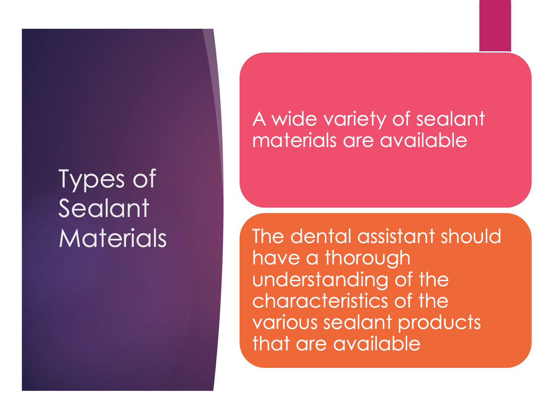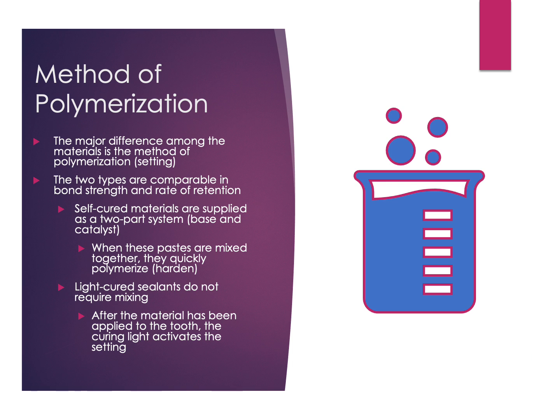Sealants come in a wide variety of materials. Sealants are classified by their method of polymerization, their sealant content, and their color. Polymerization is the process of changing a simple chemical into another substance containing the same elements. The major difference among sealant materials is how the materials polymerize.